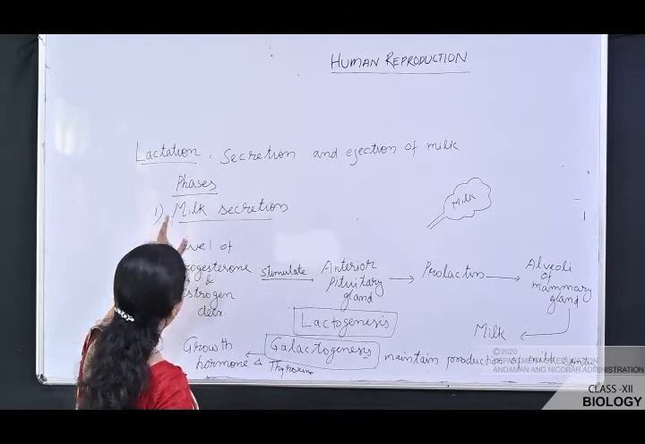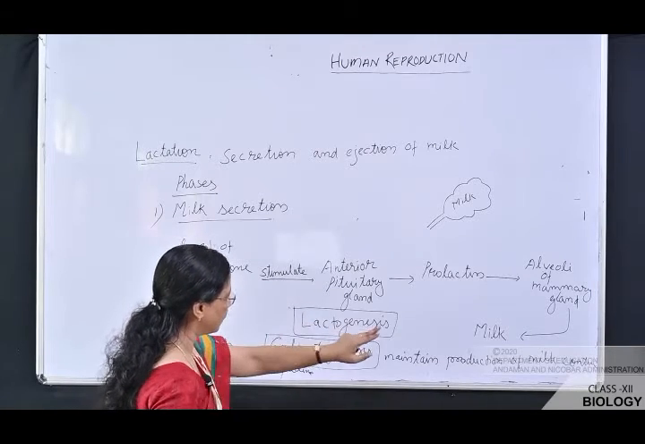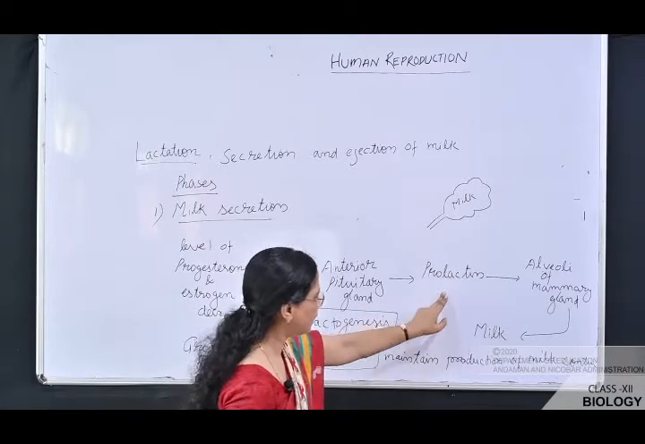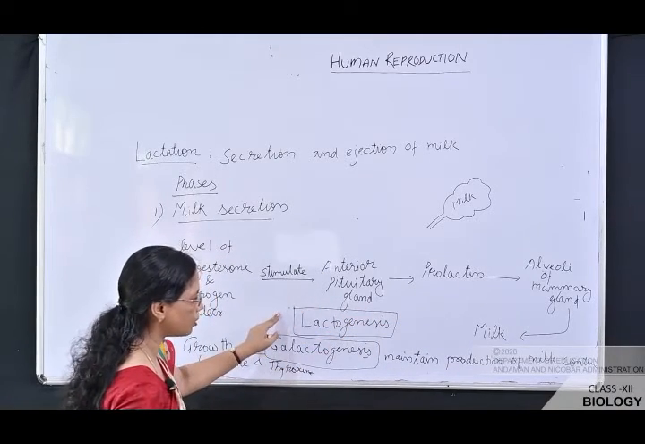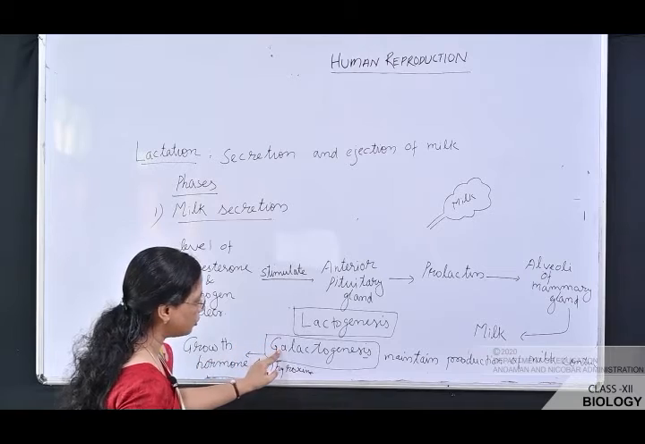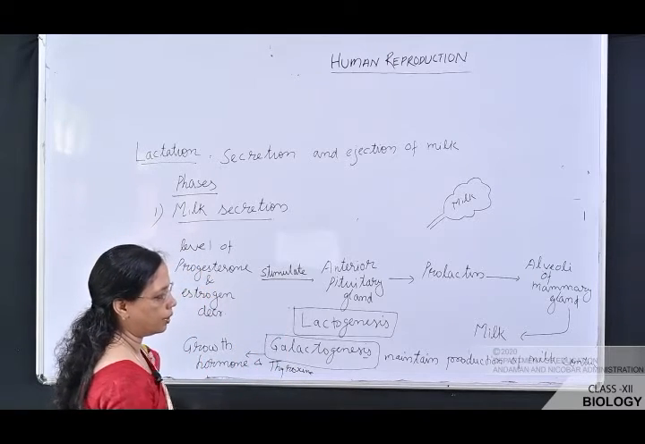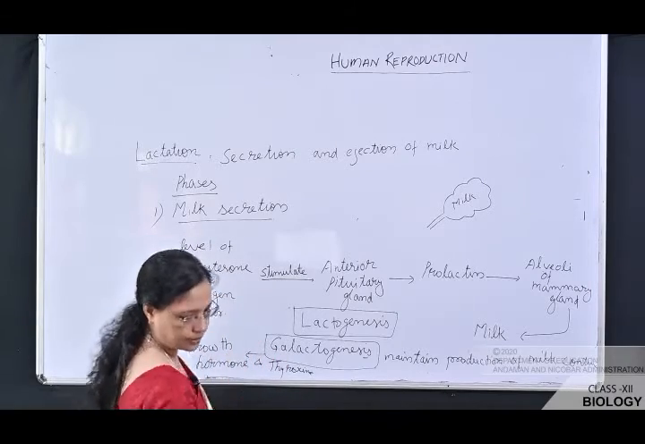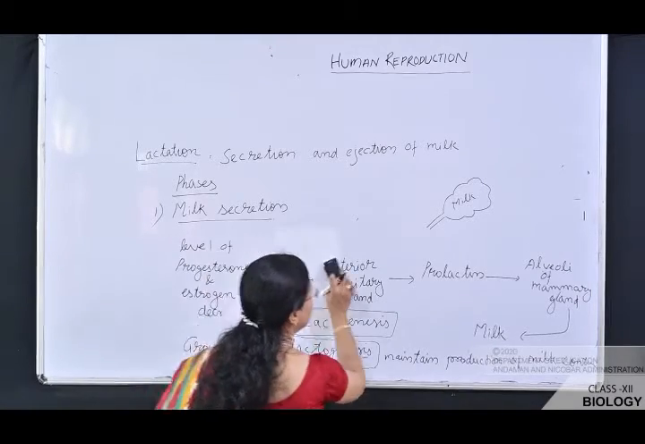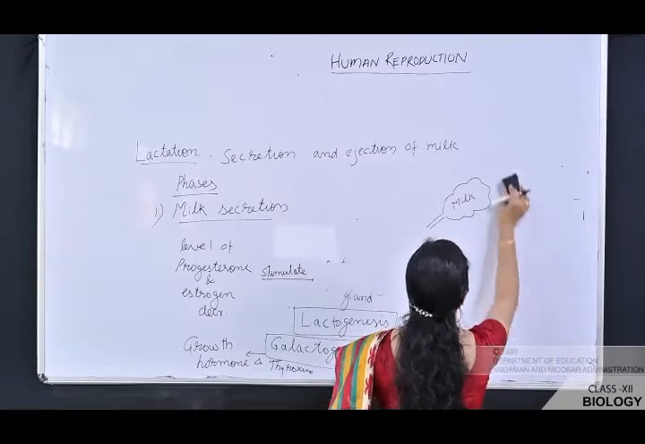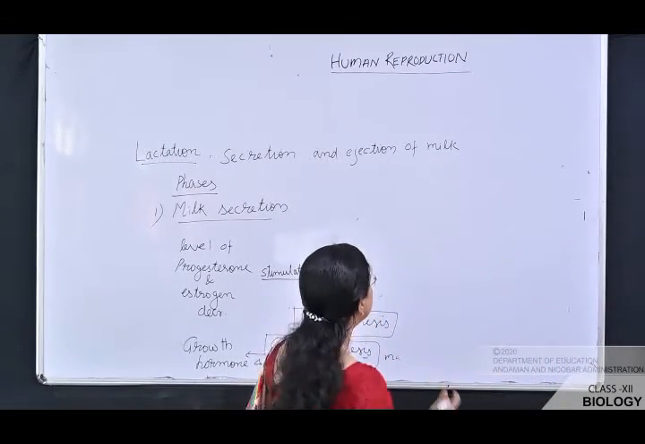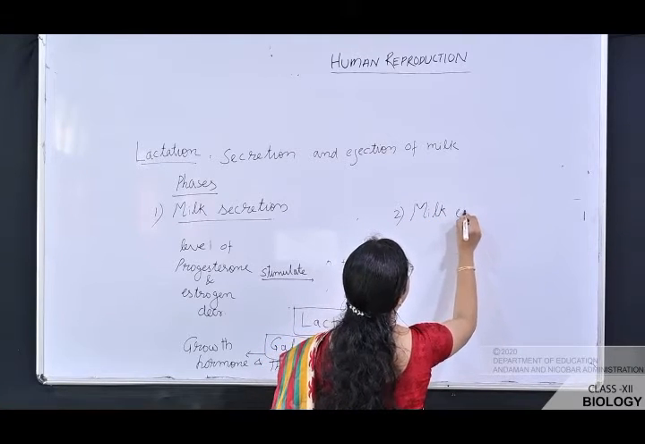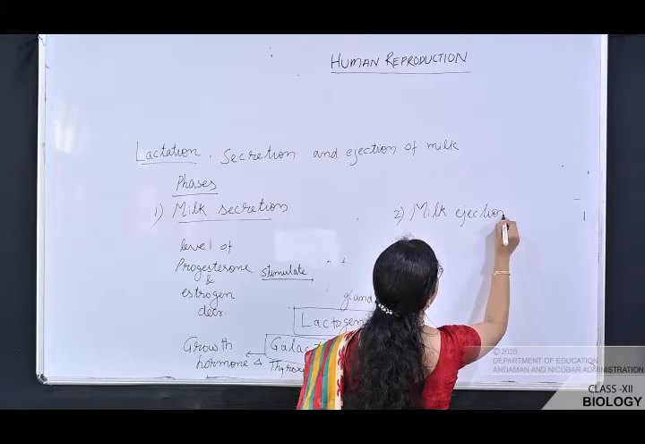So for lactation, the secretion of milk, which hormone is responsible? Prolactin, and that process is known as lactogenesis. And galactogenesis maintains the production of milk. Now, what is the next phase? The next phase, the second phase, is known as milk ejection. So what is milk ejection?